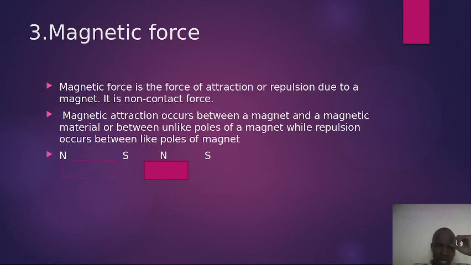Okay, let's get back to our case here. We want to discuss the magnetic force. Magnetic attraction occurs between a magnet and a magnetic material, or between unlike poles, and magnetic repulsion occurs between like poles of the magnet. Do you understand this? There's a difference between a magnet and a magnetic material. A magnetic material is a material that can be attracted by a magnet, but a magnet is a gadget that can attract magnetic material towards it.